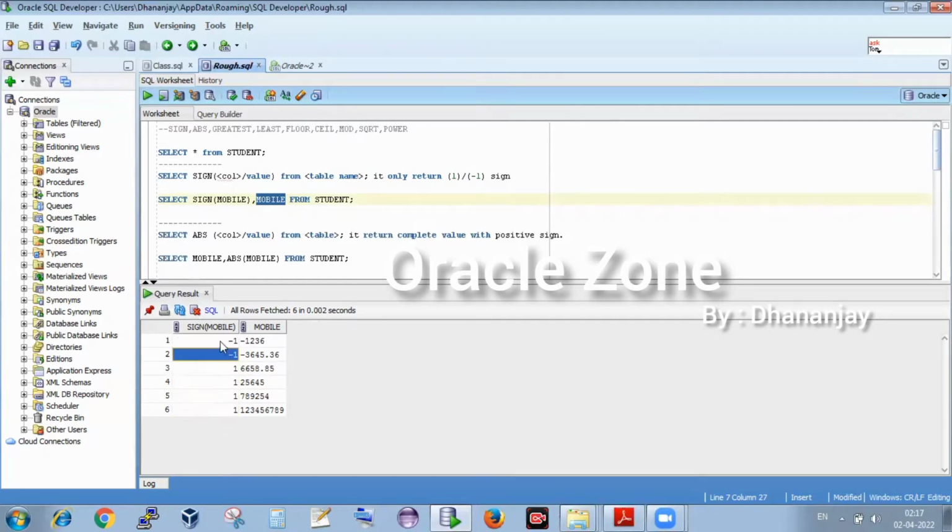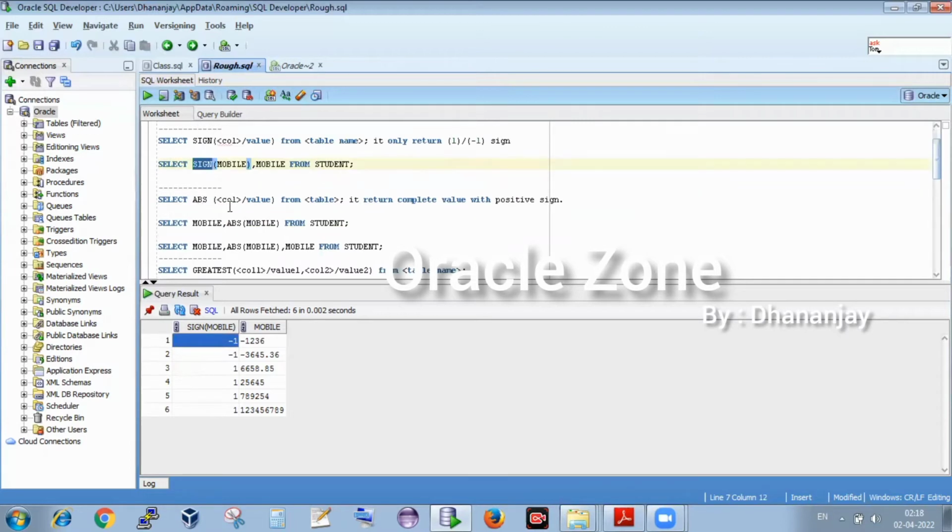So its output will be either 1 or -1, that's it. Whatever the value is, it doesn't matter, it will only check the sign. If positive, it will return the value 1. If negative, it will return -1, that's it. Okay, this is the sign function which gives the sign only.